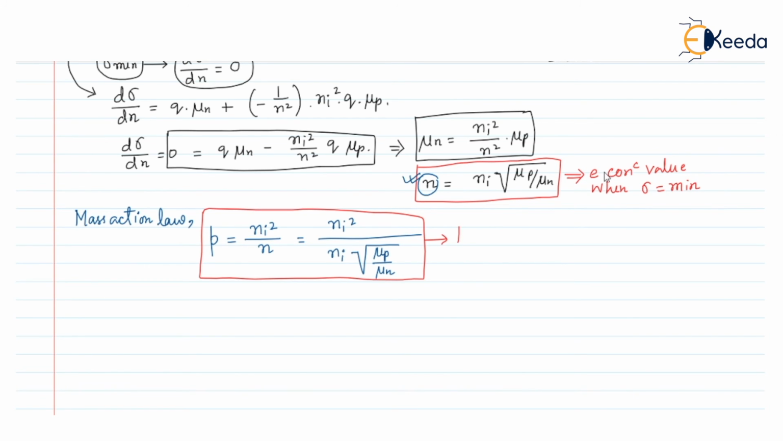So we can write that this is the hole concentration value when sigma will be minimum. So in this way we can calculate the value of electron and hole concentration when the conductivity value will be minimum. Thank you.